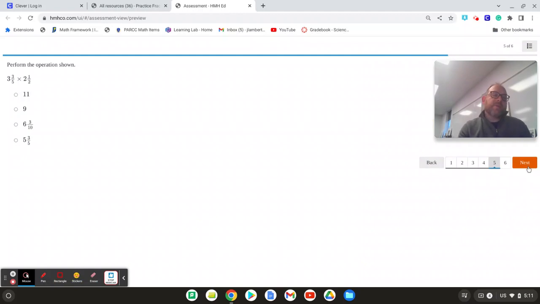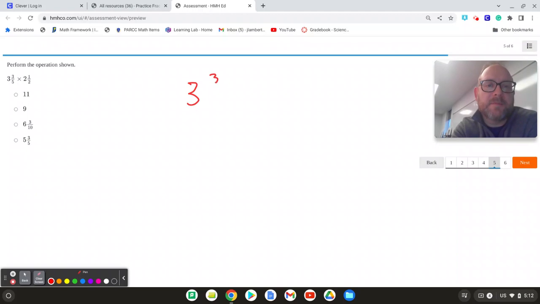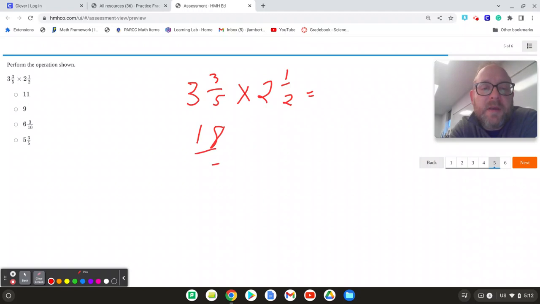All right, next one, perform the operation shown. Again, this should be pretty simple. We got 3/5 times 2 and 1/2. Now it's going to be just like using our keep, change, flip, except for we don't have to flip. But again, just like before, we cannot multiply while we've got these mixed numbers. We have to make them improper fractions. So we're just going to rewrite and make them improper. So 3 times 5 would be 15 plus 3 more is 18/5. Rewritten. And 2 times 2 is 4 plus 1 is 5/2.